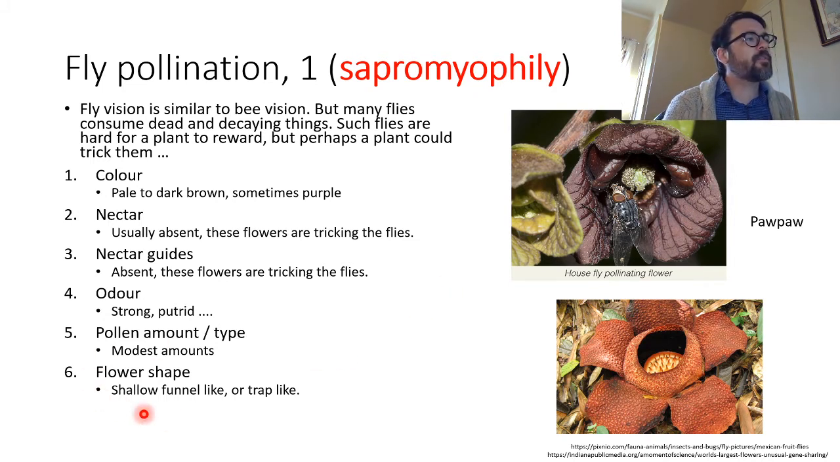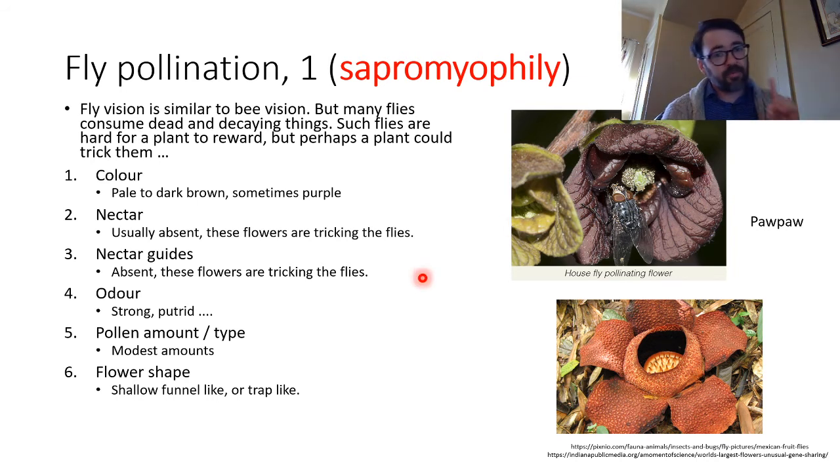And then you need a sort of funnel trap shape. So the fly comes in expecting to find meat and walks around and then eventually gives up and leaves covered in pollen. So the pawpaw flowers are kind of like wild roses. They're quite big. They stink.